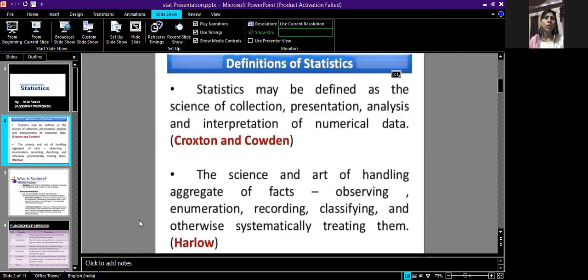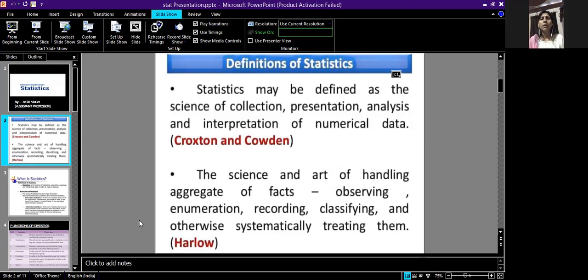But how you are doing that, the art of handling the data, how you are collecting the data, how you are observing the data, how you are analyzing that data, the way you are using the methods of statistics to collect the information from that data, all of that is relevant. That's why it says that it is a science as well as an art.